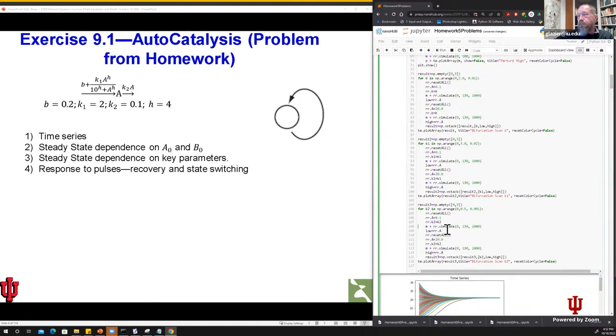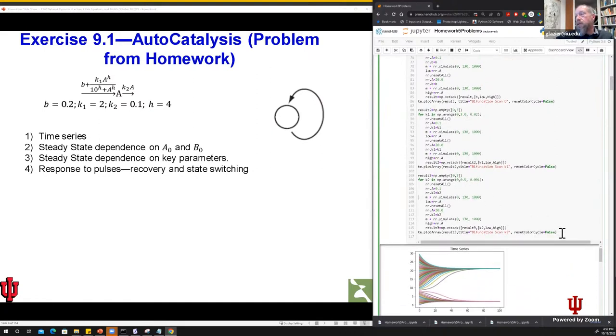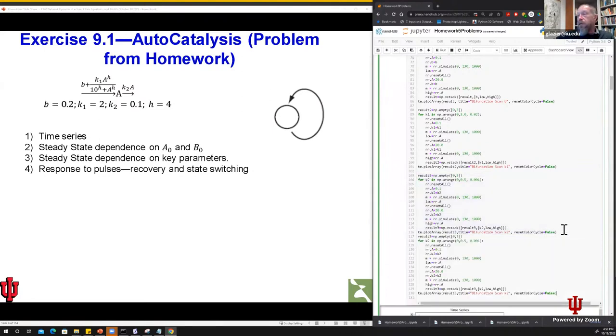You could ask questions about what's reasonable for real systems, and one that can be interesting is H. If you change the value of H, what happens? I didn't do a parameter scan in H. Let's do a parameter scan in H. We can add that easily enough. Everybody can add that.